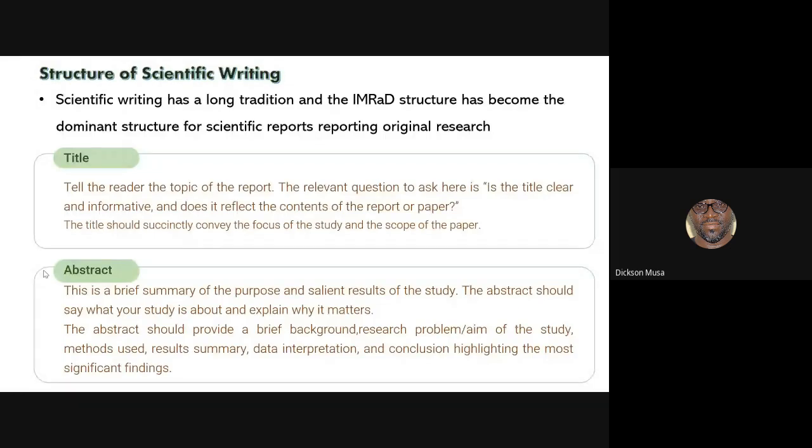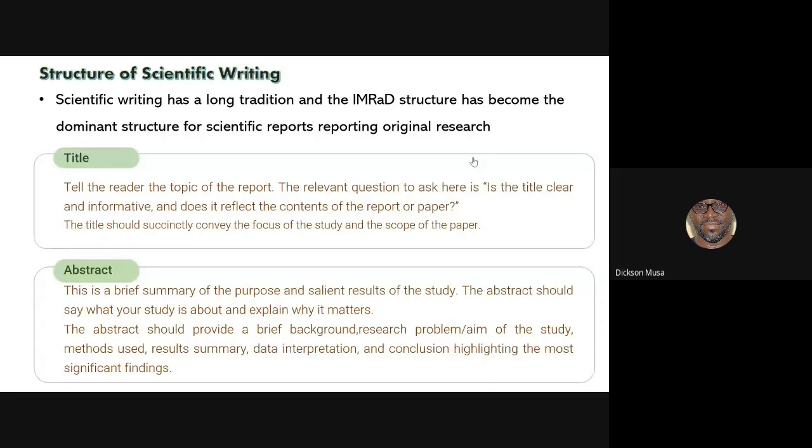So the abstract should have a brief background, followed by the research problem or aim of the study. It should also have the methods used, brief methods used without citation. It should have a summary of the results, data interpretation, and conclusion. The conclusion should highlight the most significant finding in the study. That is what the abstract should be about.